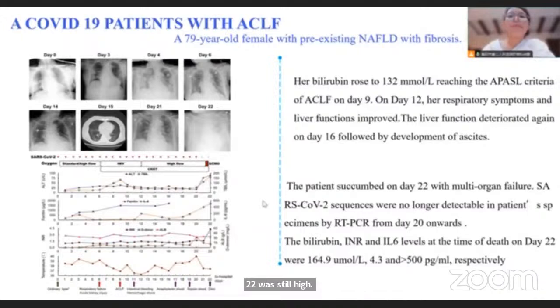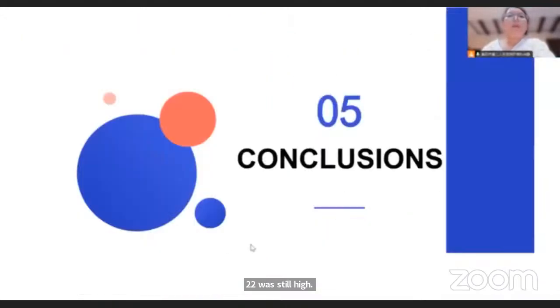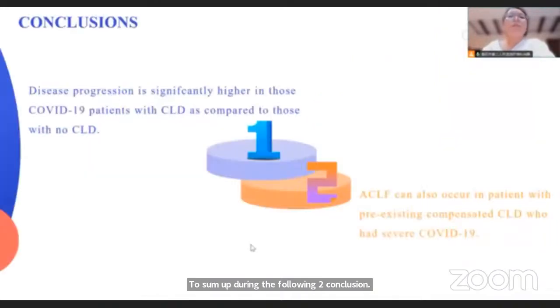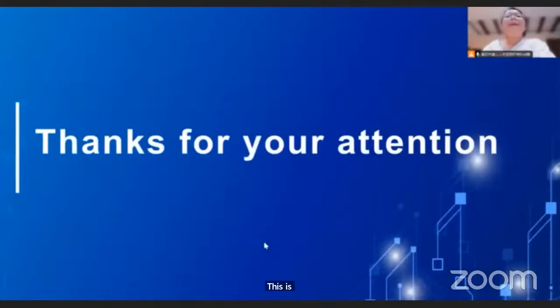To sum up, we draw the following 2 conclusions. First, disease progression is significantly higher in those COVID-19 patients with CLD as compared to those with no CLD. Second, ACLF can also occur in patients with pre-existing compensated CLD who had severe COVID-19. This is the end of my report. Thanks for your attention.